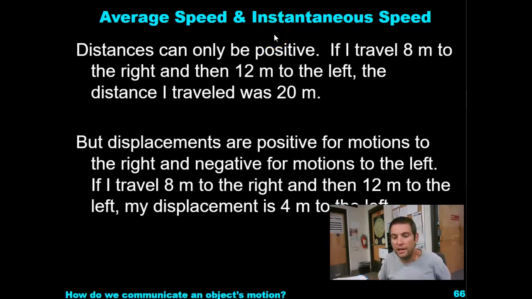Distances can only be positive. If I travel 8 to the right and then 12 to the left, the distance I traveled is 20. But displacements are positive for motions to the right and negative for motions to the left. If I travel 8 to the right and then 12 to the left, my displacement is then 4 to the left, because displacement, remember, is the straight line from the ending point to the beginning point.